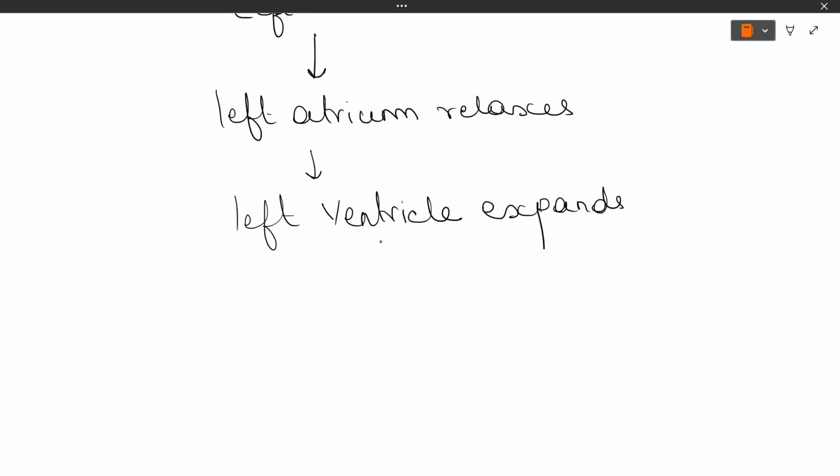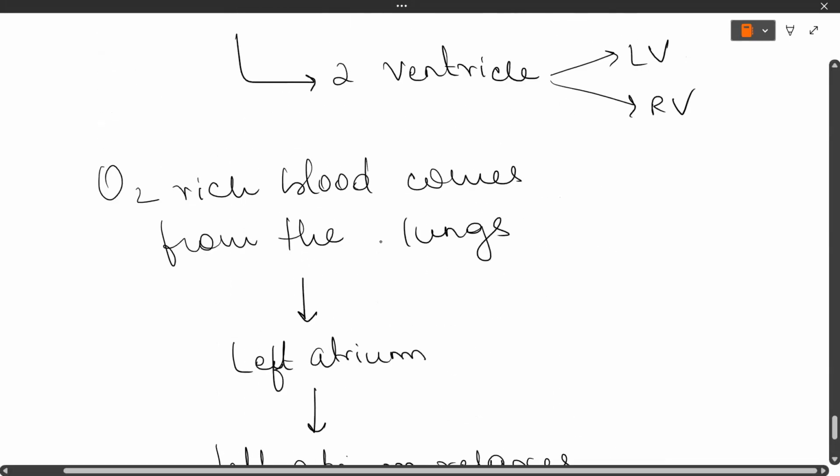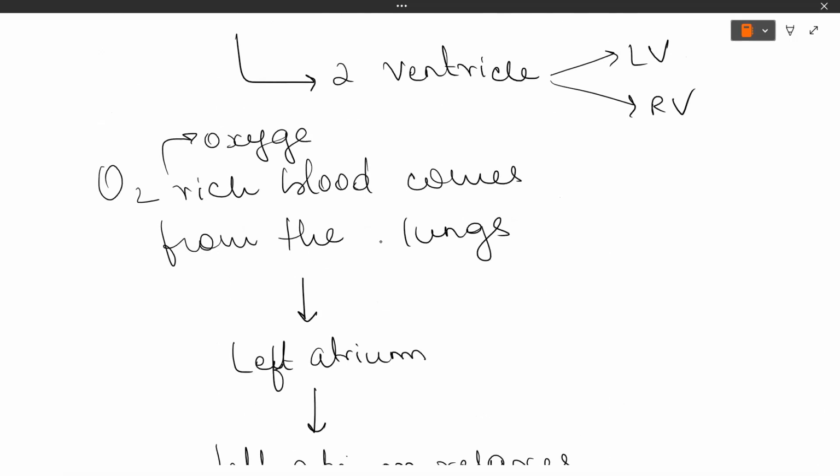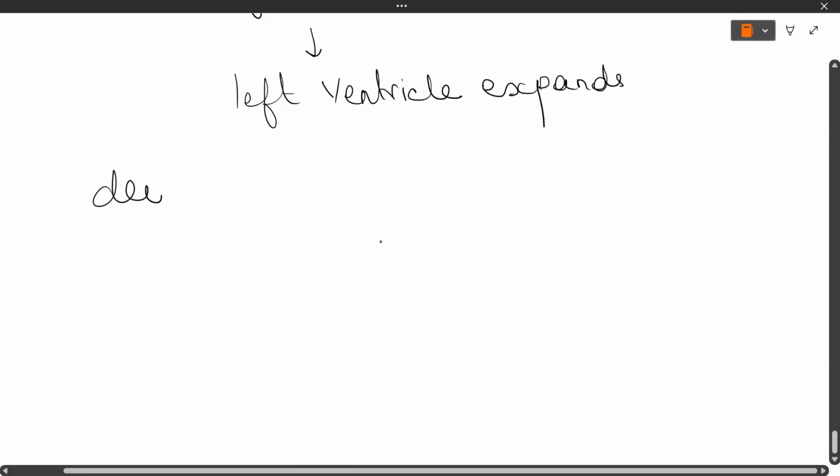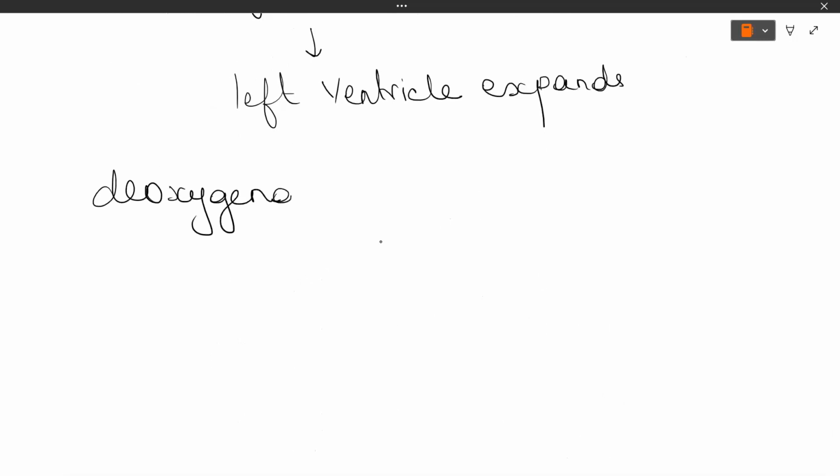Now, after that, what happens? The deoxygenated blood comes from the body. Like how the oxygen-rich blood, which you can call oxygenated blood, comes from the lungs, whereas the deoxygenated blood, meaning the blood which has the carbon dioxide and no oxygen, comes from where?